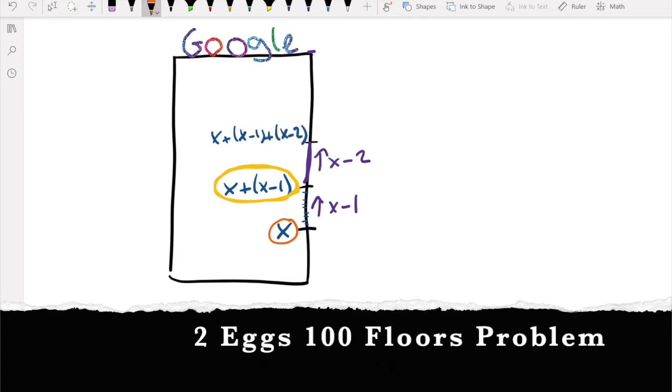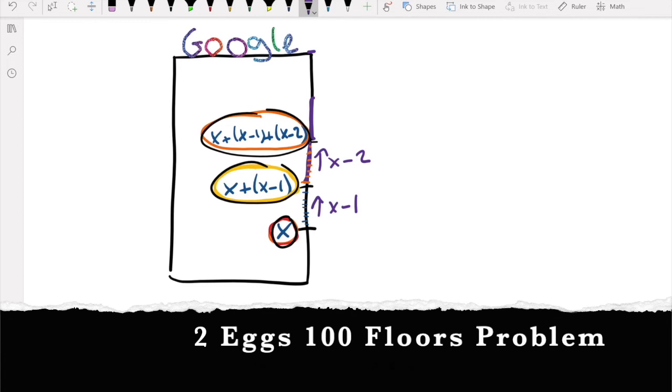And again, if it dropped on this floor, you would check all these floors, and it would have the same worst case scenario amount of drops as if the first egg broke on floor X when you first started. Now, if that first egg continues not to break, say it doesn't break again, you're going to continue this pattern of adding 1 fewer floor when you go up to your next drop.